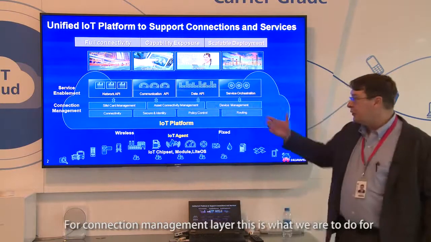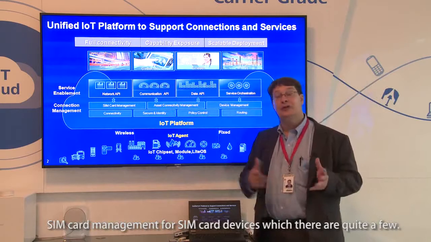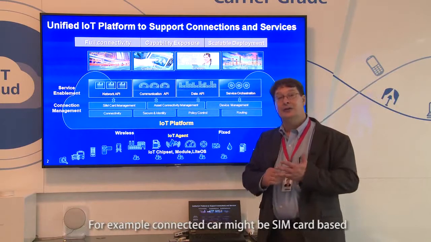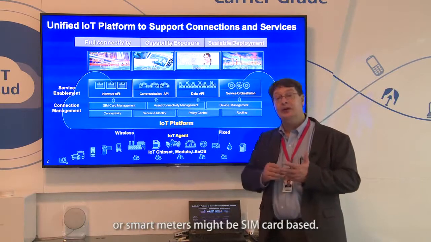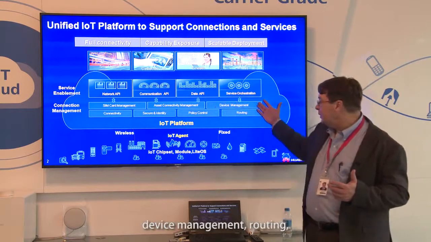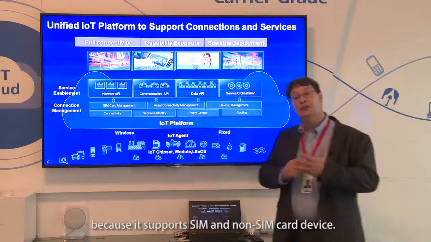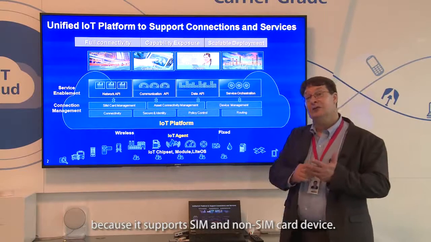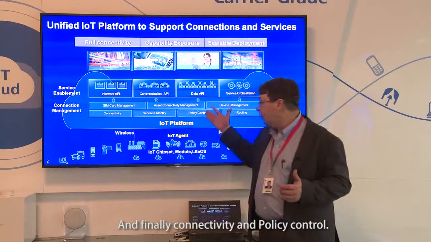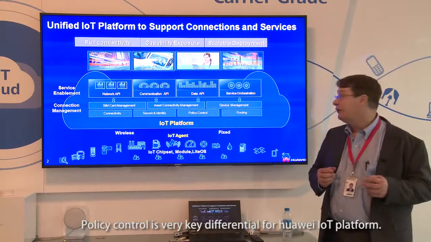For connection management, this is where we would do the SIM card management for SIM card devices, which still there are quite a few. For example, connected car would be SIM card based, or smart meters might be SIM card based. There's asset connectivity management, device management, routing, secure and identity, and this is important both because it supports SIM and non-SIM cards. And finally, connectivity and policy control. Again, policy control is a very key differentiator for Huawei IoT platform.